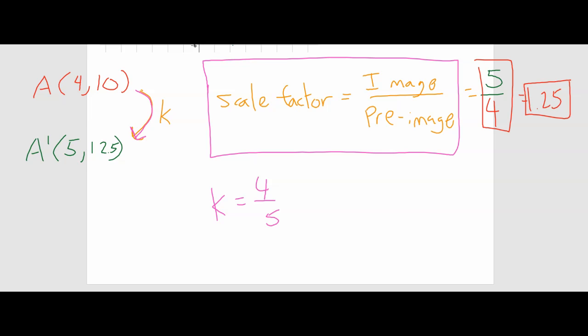So again, even if you forget which way it is, as long as you remember it's either image over pre-image or pre-image over image, you can figure out which way it has to be based on whether it's supposed to be greater than 1 or less than 1, based on the numbers or the sides that you have. Okay, so again, intuitively, we could figure out that 4/5 is not correct because we need a number greater than 1. Again, we'll do more practice with this in later lessons. This was just a little bit of an intro to dilations.